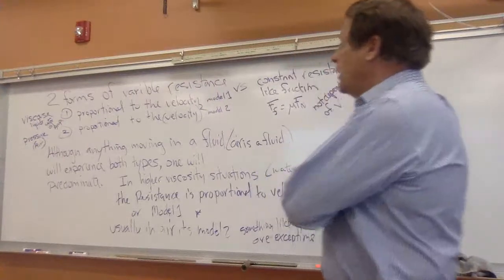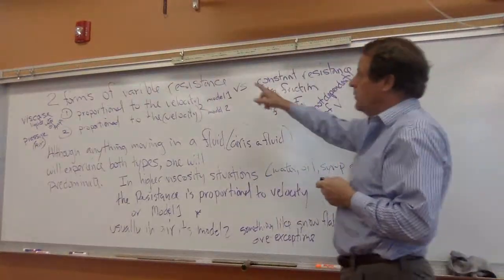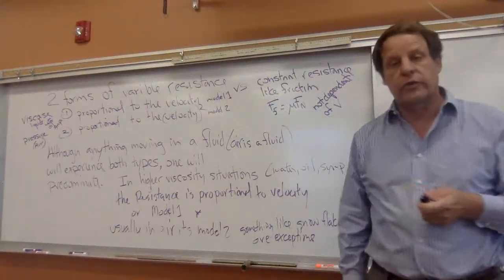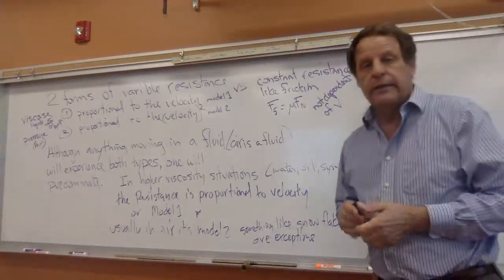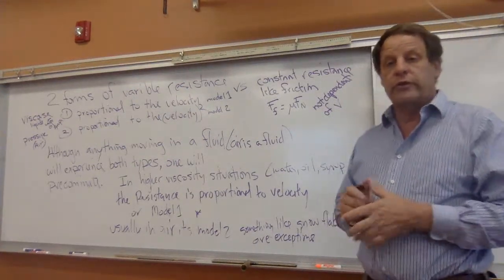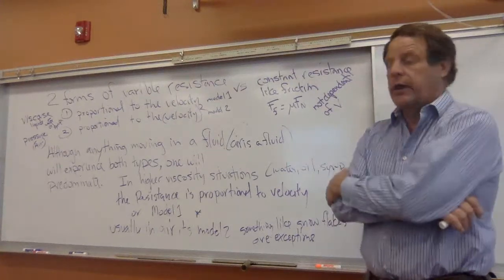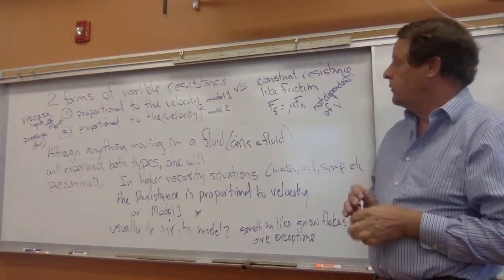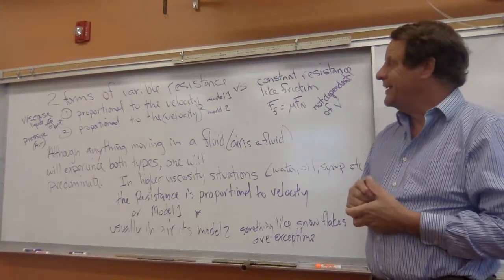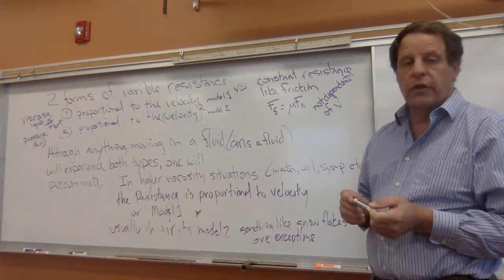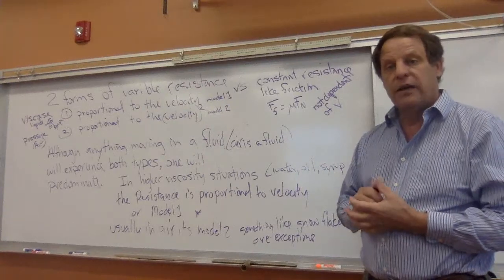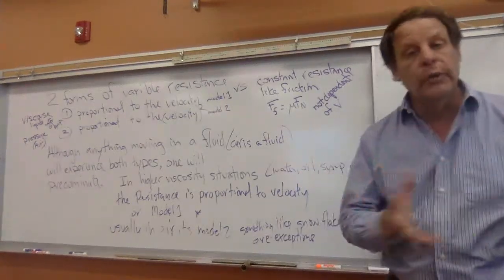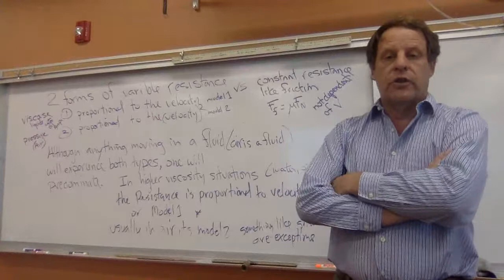All right, so there are two forms of what I'm going to call variable resistance. There's one that's proportional to velocity, and there's one that's proportional to velocity squared. The one proportional to velocity is often called the viscous component, the viscosity of the medium, of the fluid that an object is going to move through.